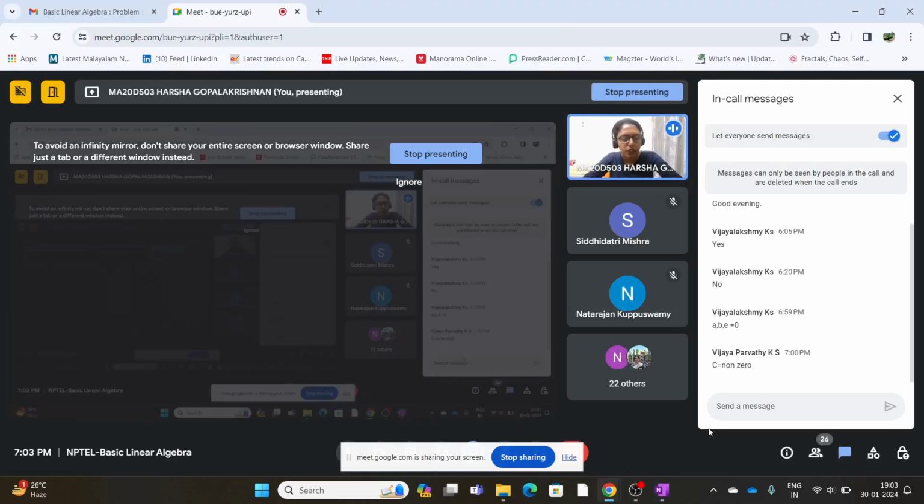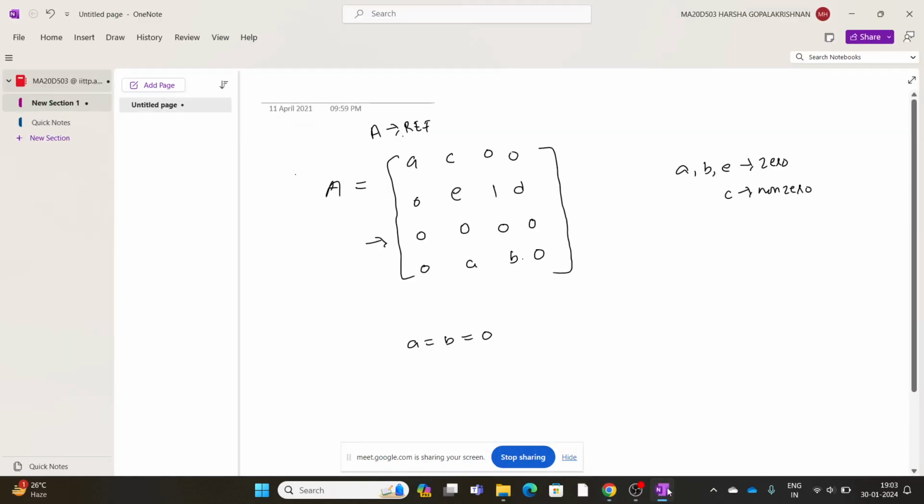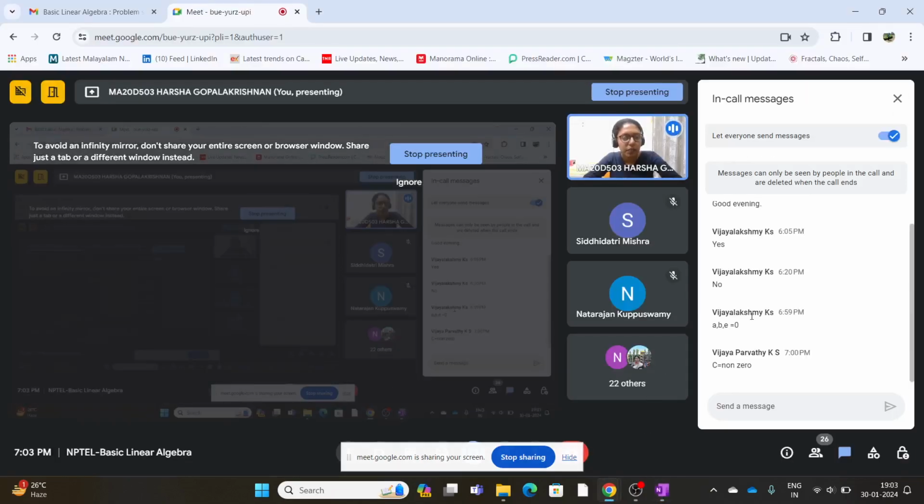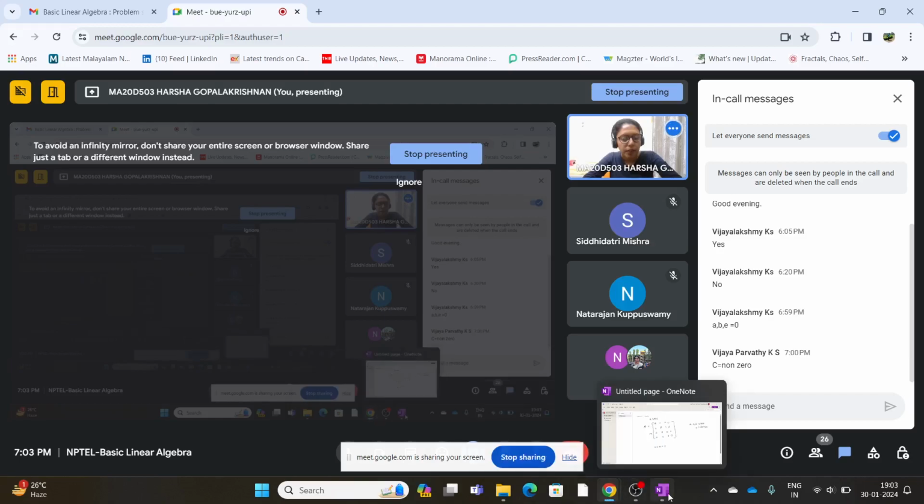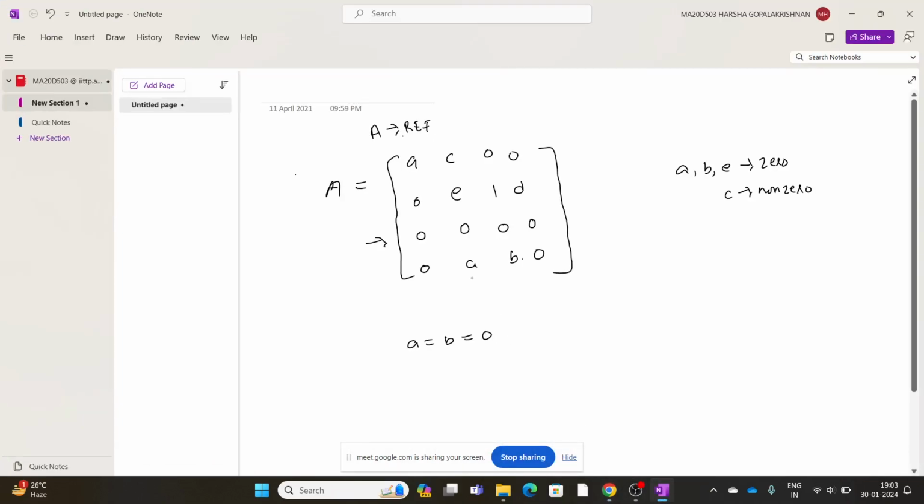Or why C is non-zero? Okay, the answer is correct. You can give the explanation. Okay, I'll explain. So, we got A equal to 0 and B equal to 0. So, the same A is here we have in the first entry also. Correct? So, this should also be equal to 0.